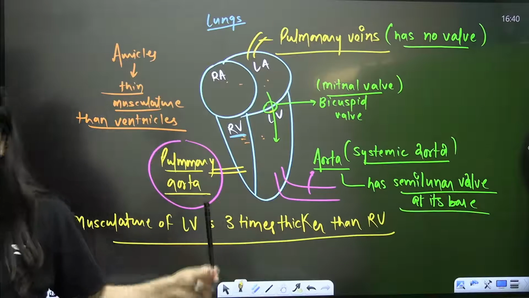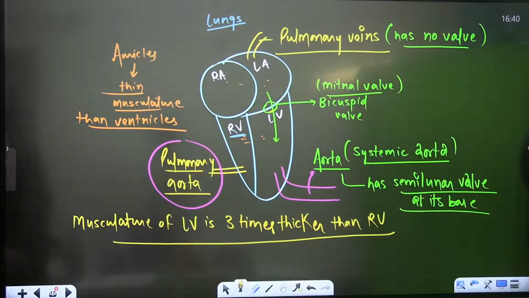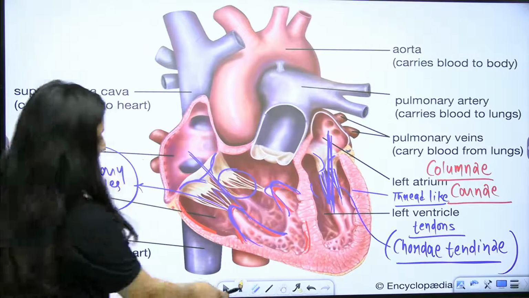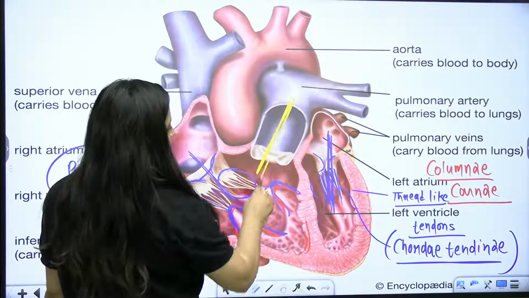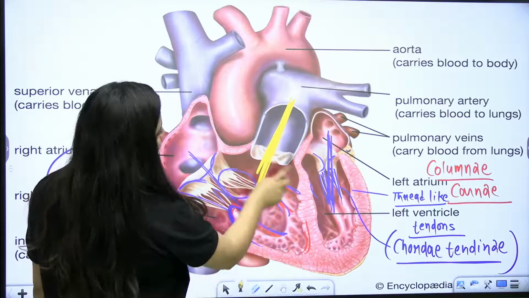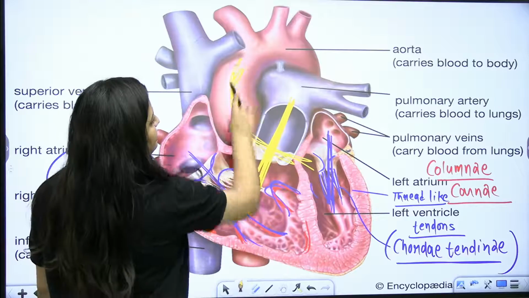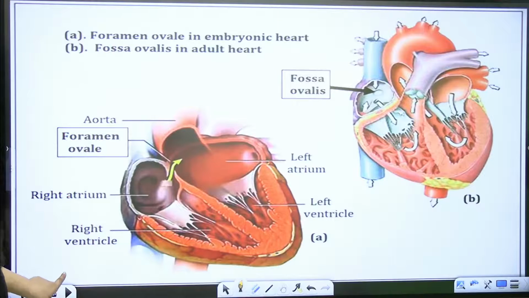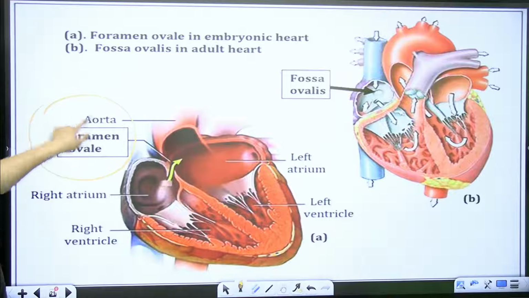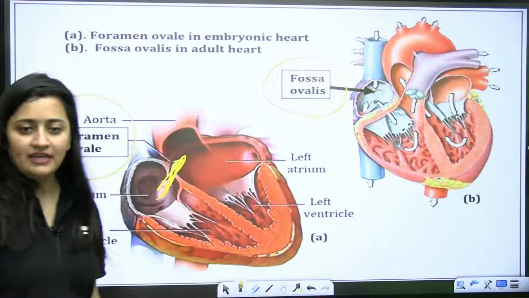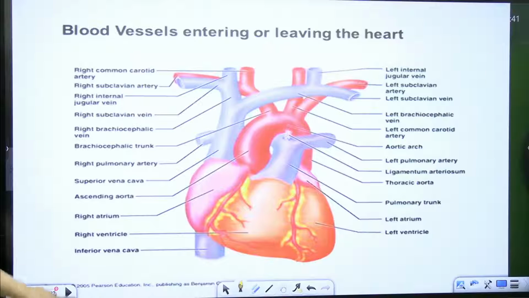So that's what you need to keep in your mind, students. Is that clear? So this is all about the heart structure. I told you about the blood vessels. Now look at the original diagram. This is your pulmonary artery, which is arising from the right part. And this is your aorta, which is arising from the left part. See this bicuspid, tricuspid valve. See this foramen ovale in the embryonic heart. This is an opening by which blood can get mixed. This is the fossa ovalis, the thin area.